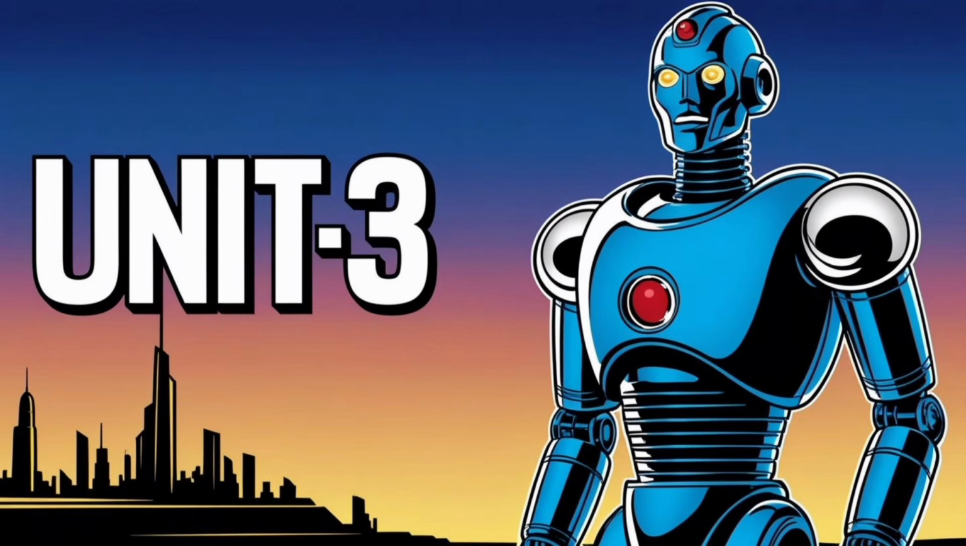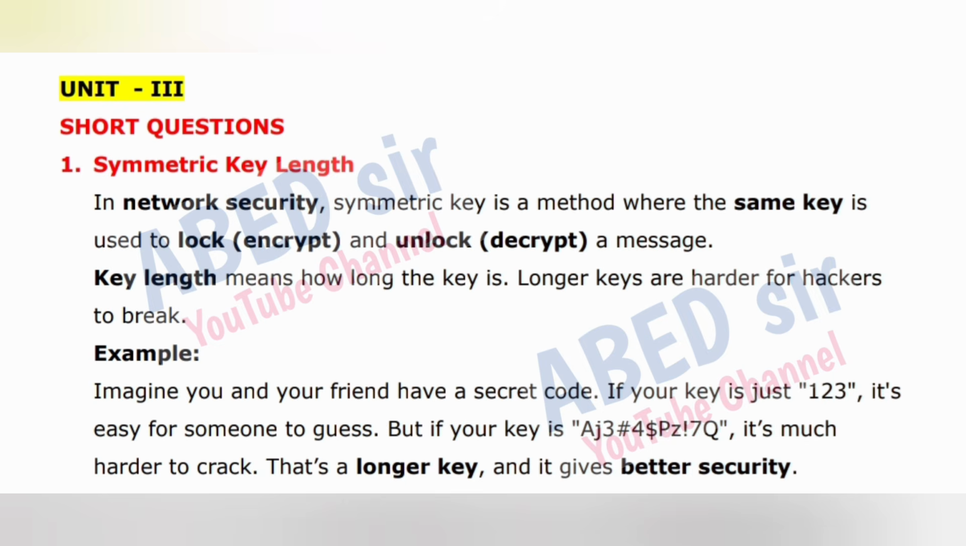Unit 3, the important short question is symmetric key length. In network security, symmetric key is a method where the same key is used to lock (encrypt) and unlock (decrypt) a message. Key length means how long the key is. Longer keys are harder for hackers to break.